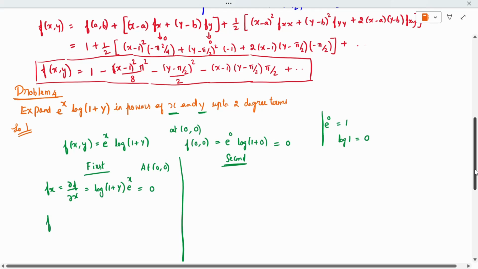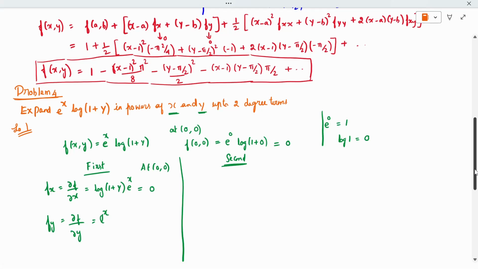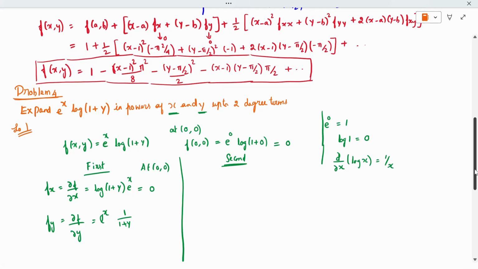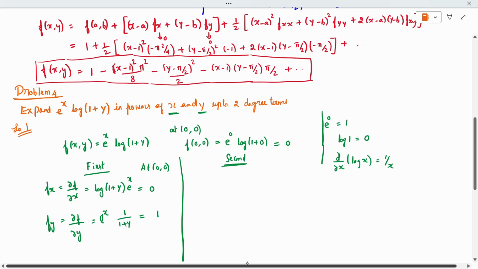Same way, fy. Fy is nothing but ∂f/∂y. So now e to the power x is a constant, and log we have to differentiate. Differentiation of log of any variable, partially, is 1 by that variable. Same way, 1 by 1 plus y. Now you check at 0: e to the power 0 is 1.